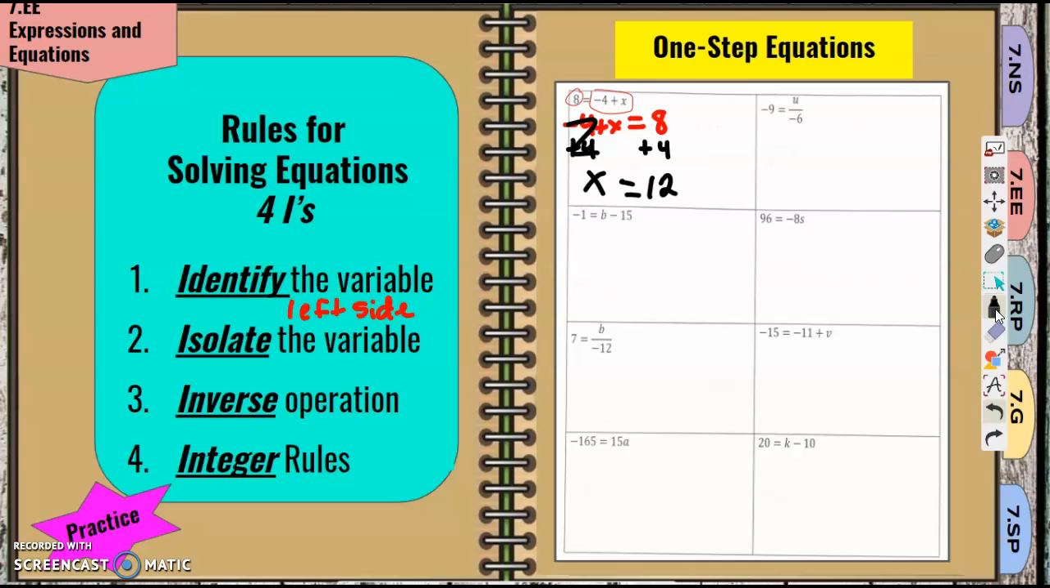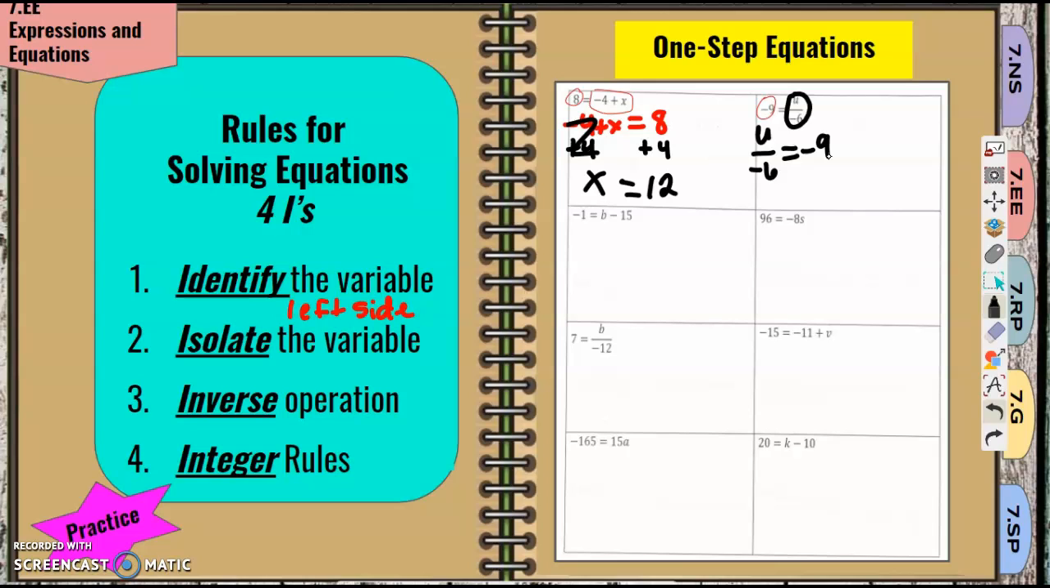All right, number 2, I want to make sure that my variable is on the left side. It's on the right side, so I'm going to rewrite it. Whatever's on the right side, I'm going to write on the left side, and whatever's on the left side, I'm going to write on the right side. So now I have u divided by negative 6 equals negative 9.